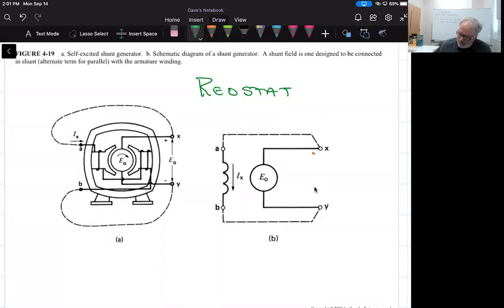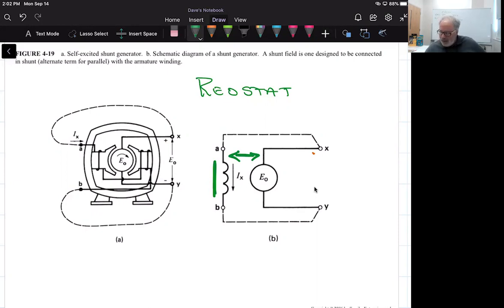So here was this self-excited shunt generator, and we said that it was a shunt generator based on the field being in parallel with the armature here, right? So this is the parallel connection of the shunt field supplying the flux to generate the voltage output. Now, what we have here, we don't have any way to control this output voltage, because whatever the resistance of this coil is, it is the total resistance of that parallel circuit.